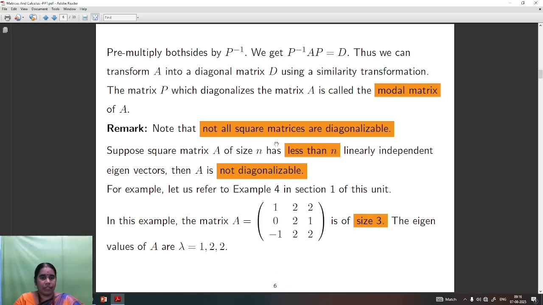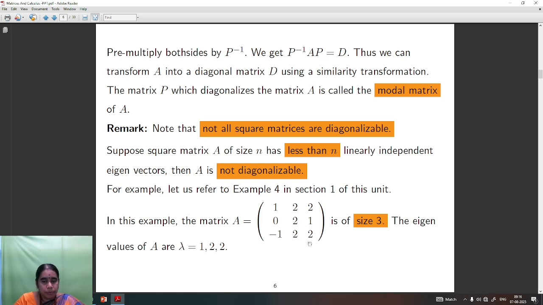We have to note one thing, that not all square matrices are diagonalizable. Suppose a square matrix A of size n has fewer than n linearly independent eigenvectors, then A cannot be diagonalizable. For example, let us consider the matrix A equal to 1, 2, 0, 2, 1, minus 1, 2, 2, which is of size 3.